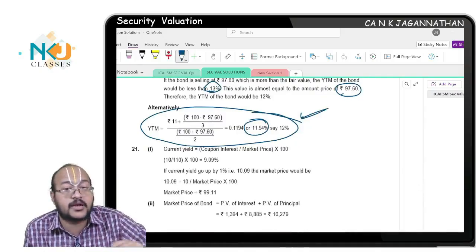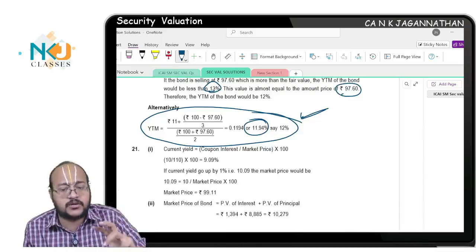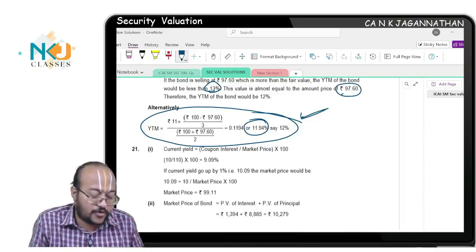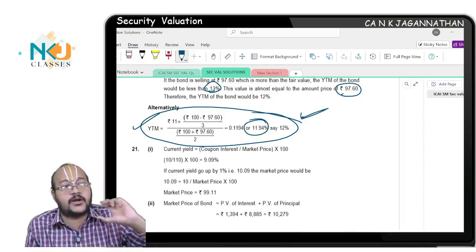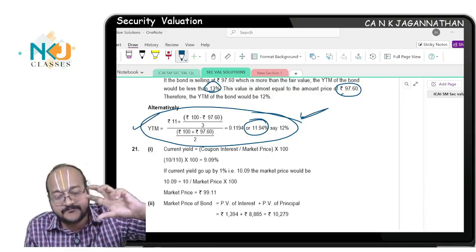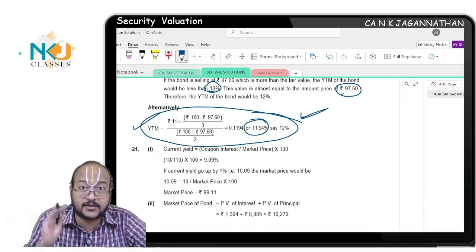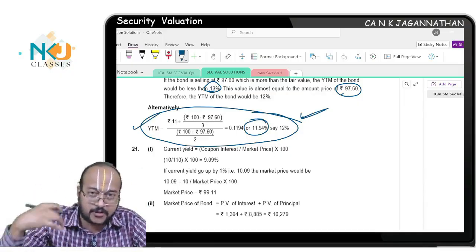How do you know whether I should take 12% or 10%? Are you understanding? The starting point will be difficult. So apply the approximate formula, then you will find the starting point where to start the interpolation. You will get a rough number for the approximate YTM, then you do interpolation and find the accurate one.